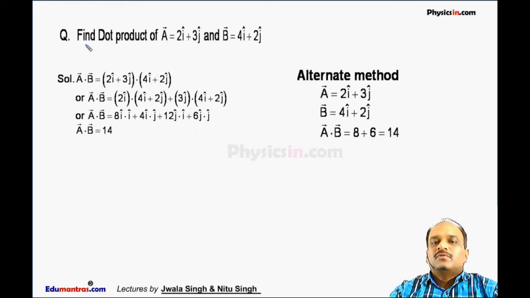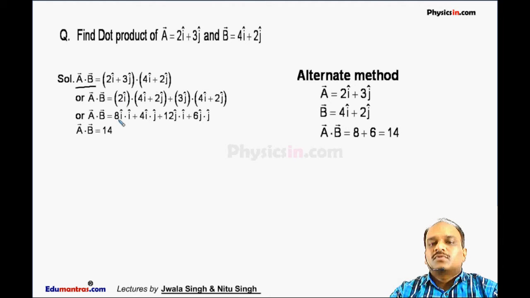Now we have to take the dot product of A, that is equal to 2I cap plus 3J cap, and B, that is equal to 4I cap plus 2J cap. So A dot B can be written as 2I cap plus 3J cap, dotted with 4I cap plus 2J cap. Now I will multiply: 2I cap dot 4I cap plus 2J cap, plus 3J dot of 4I plus 2J.